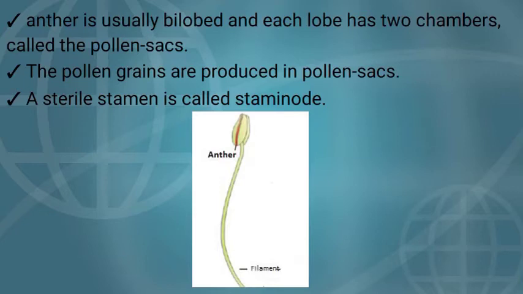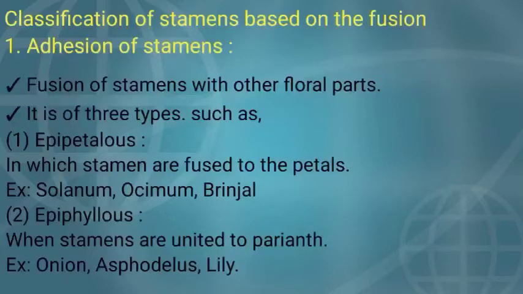Let's see the diagrammatic representation of stamen. The stalk-like structure of stamen is called filament. The knob-like structure of stamen is called anther. Classification of stamens based on the fusion. The very first one, adhesion of stamens. Fusion of stamens with other floral parts is called adhesion of stamens. It is of 3 types such as epipetalous condition, epiphyllous condition and gynandrous condition.